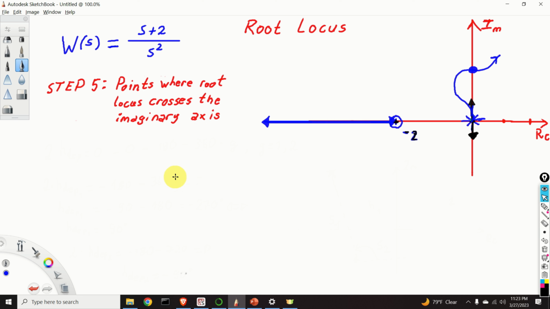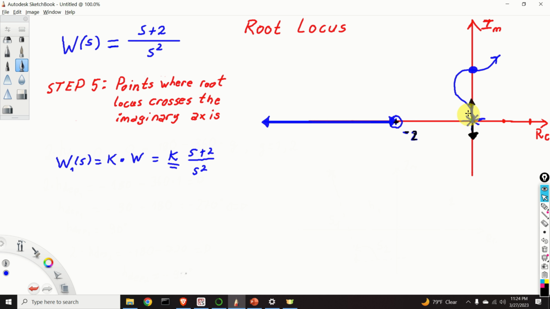Root locus is basically a plot of closed loop poles when the parameter k, that is the gain of the open loop transfer function, is varied. Our open loop transfer function multiplied by the gain is given by this expression, k times W, which is equal to k (s plus 2) divided by s squared, where this parameter k is the parameter that we vary. For k equal to 0, we are obviously at our open loop poles.